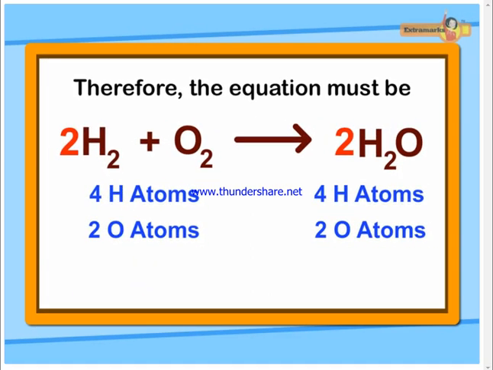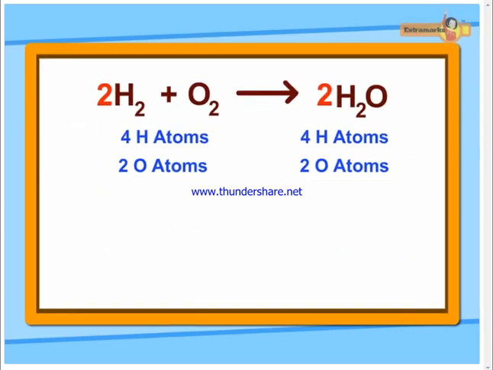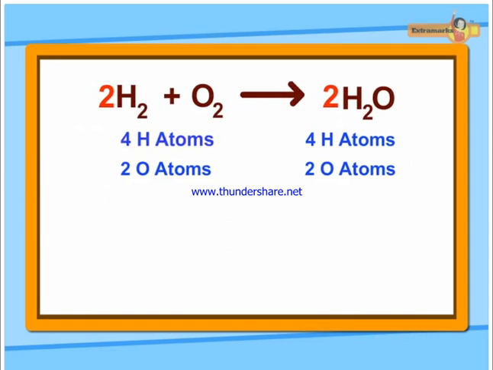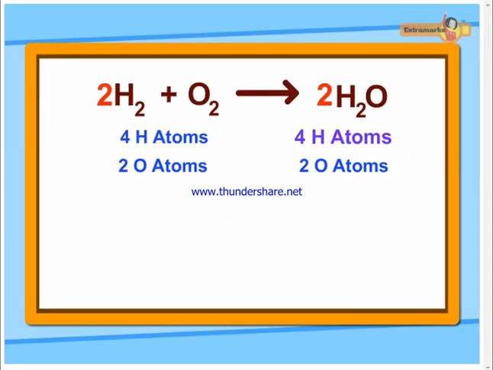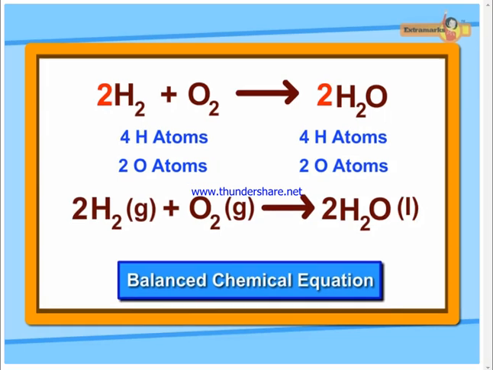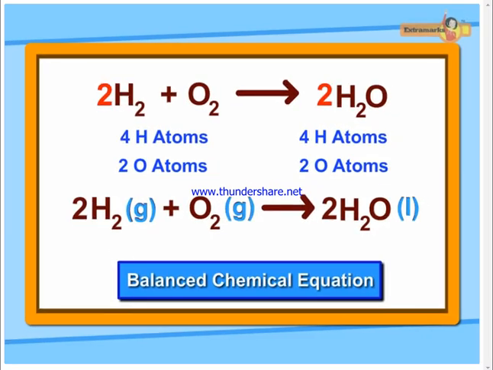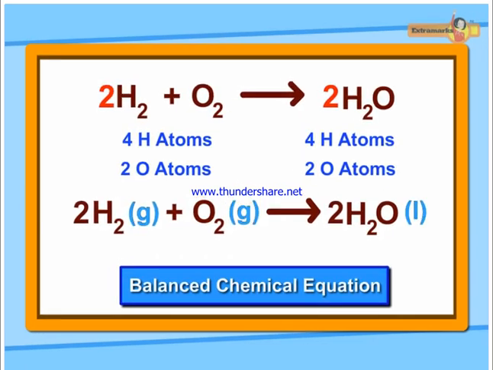Now again, count the number of atoms of hydrogen and oxygen on both the sides. This time there are 4 hydrogen atoms on the reactant side and 4 hydrogen atoms on the product side, and 2 oxygen atoms on the reactant side and 2 oxygen atoms on the product side. Therefore, this is a balanced chemical equation. Here, G and L in bracket are the physical states of the reactants and products. G stands for gaseous state and L stands for liquid state.